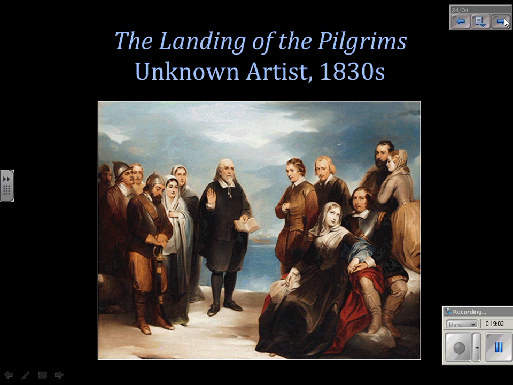Patriotic art is going to really create this idea of nationalism and create the myths of our country. And we actually have looked at a couple of artists, believe it or not, I just haven't talked about them. The first piece we have here, Landing of the Pilgrims, again, an unknown artist.